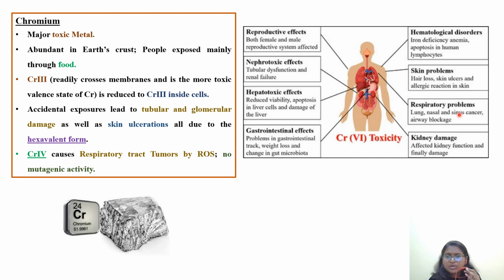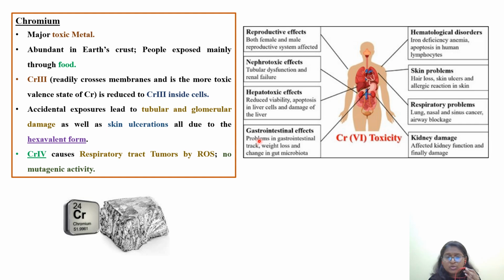And respiratory problems: lung, nasal, and sinus cancer. As you have seen, respiratory tract tumors by generation of reactive oxygen species, airway blockage, difficulty in breathing. Then chromium also causes kidney toxicity, affecting the kidney function and finally damage, same like mercury you have seen. Here also we'll see nephrotoxic effect, tubular dysfunction and renal failure. Here also we have seen tubular and glomerular damage.